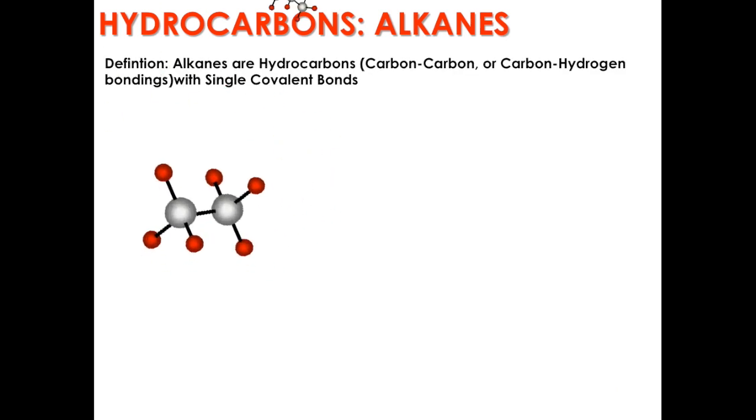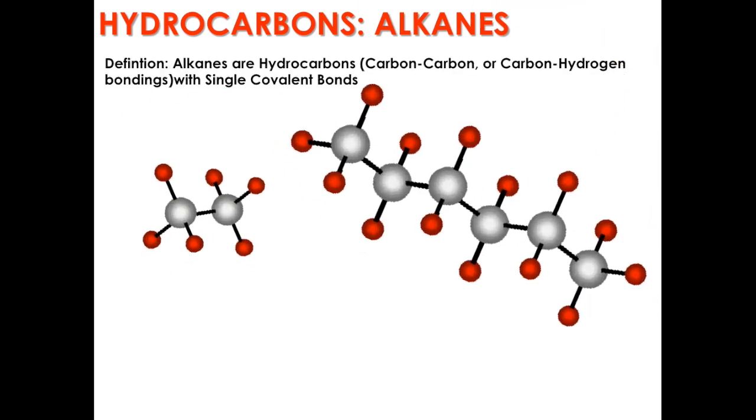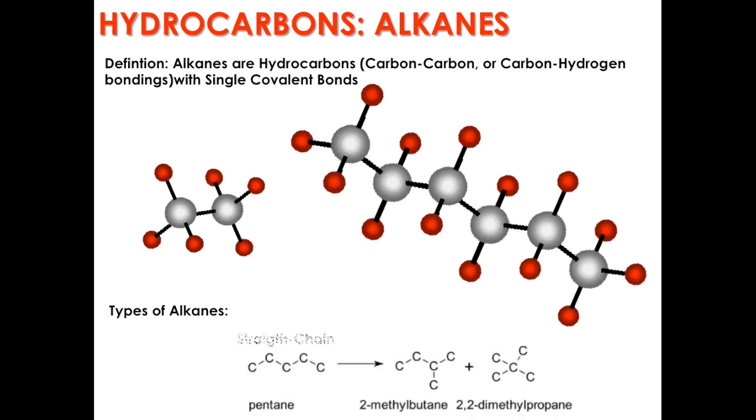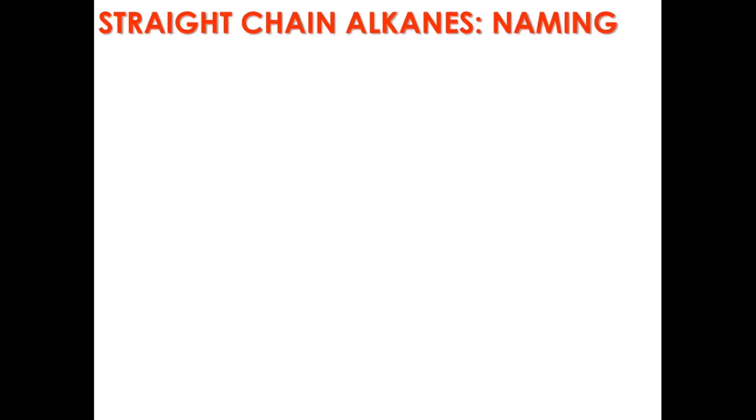Alkanes. Alkanes are hydrocarbons, with carbon-carbon or carbon-hydrogen bonds, all single covalent bonds. There are 2 types of alkanes: the straight chain and branched chain. Straight chain alkanes. Naming.